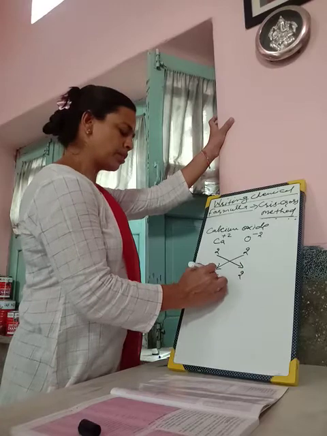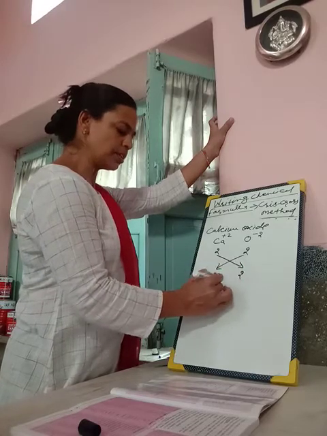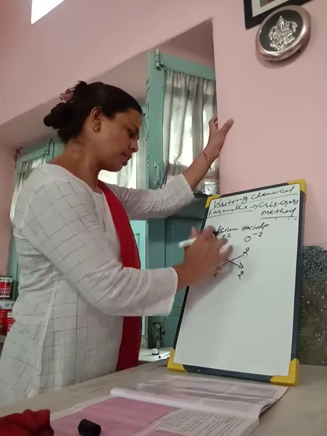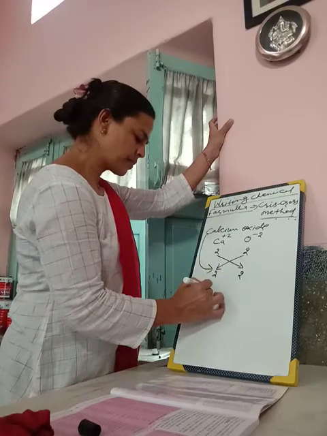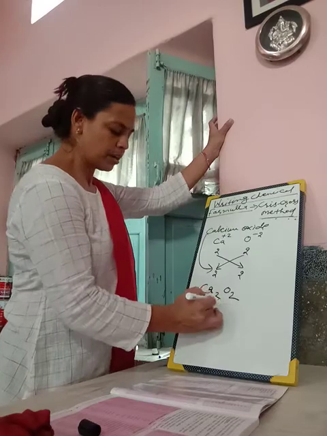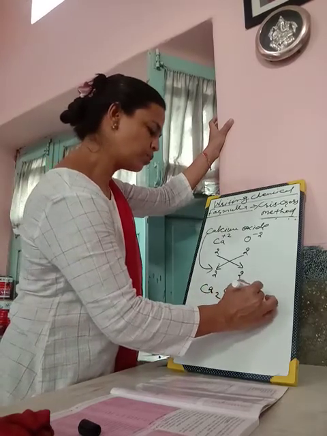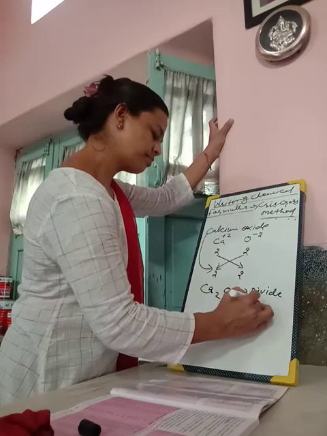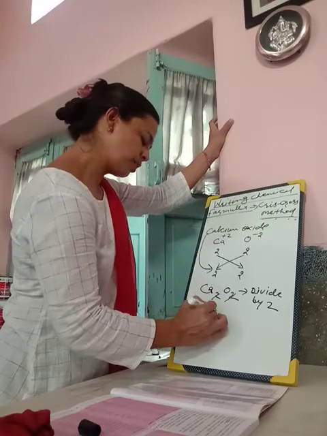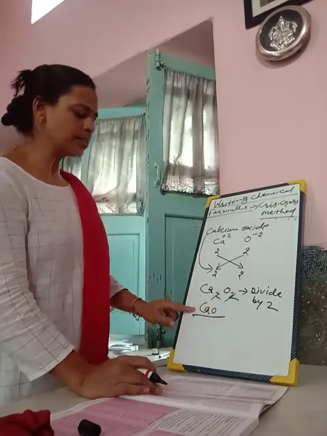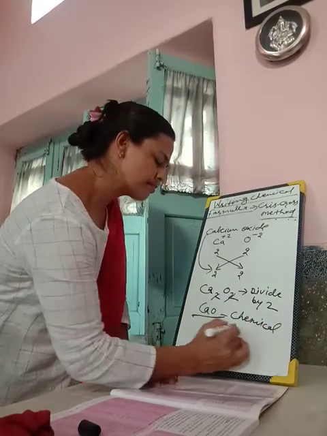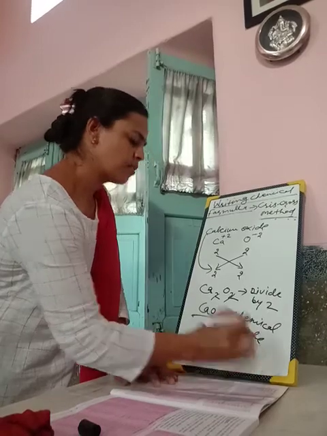2 and 2. Divide by 2 because we can change it into simplest form. Write it in this way. Calcium Ca2, oxygen O2. Cut this, divide this 2 by 2. And this will cut down and we get the formula of calcium oxide. This is the chemical formula for calcium oxide.